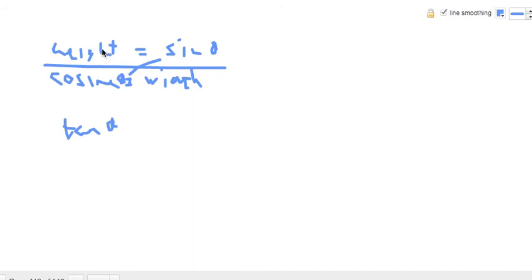But why? Well, because height divided by width is gradient, isn't it? That's a definition of gradient, or one of them. So tan theta is gradient, we know that already. That's the definition of tan. So it's not surprising that sine over cosine is tan, because it's just height over width.